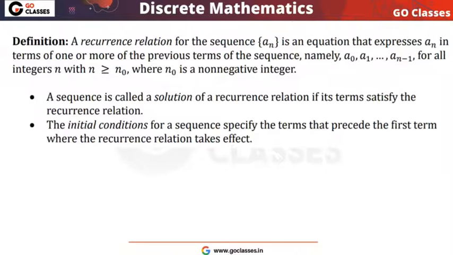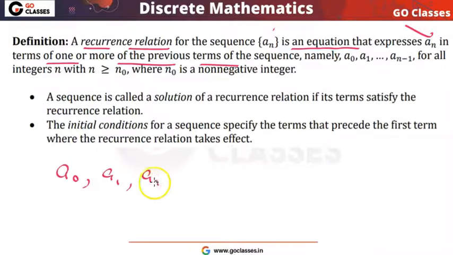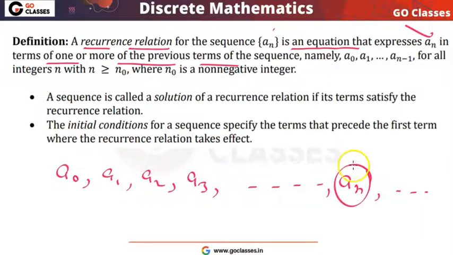Now, let's see the definition of recurrence relation. A recurrence relation for a sequence is an equation that expresses an in terms of one or more of the previous terms of the sequence. As I told you, if you have a sequence, the recurrence relation for this sequence is just another way of representing this an in terms of some of the previous terms.